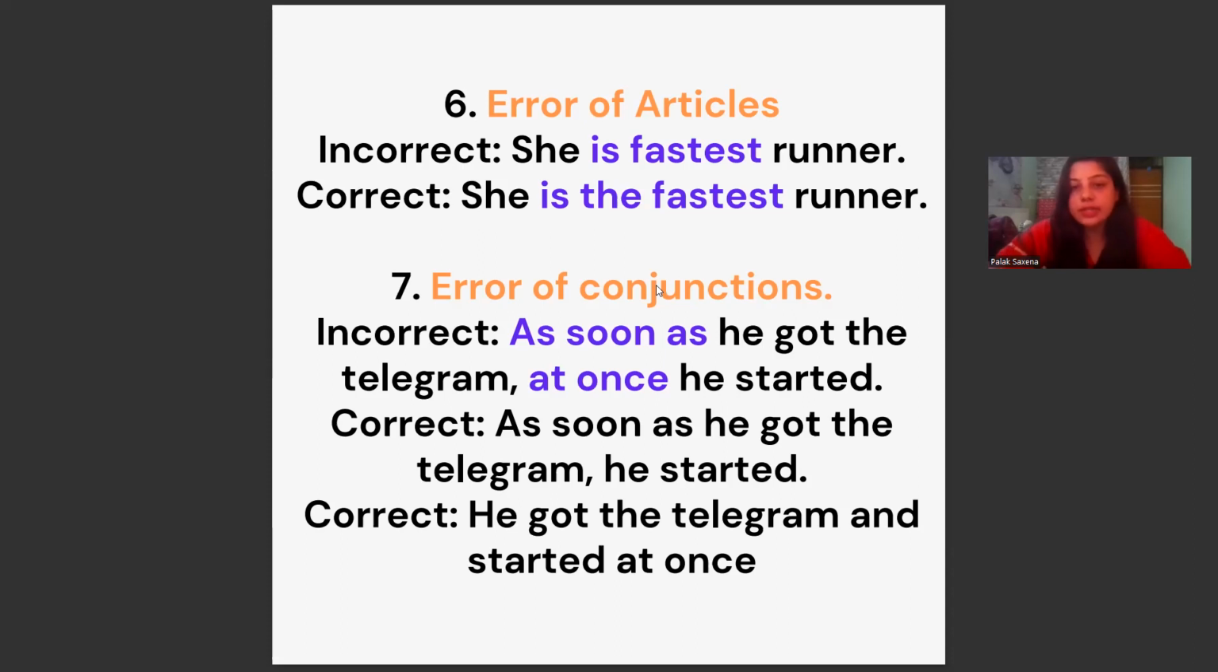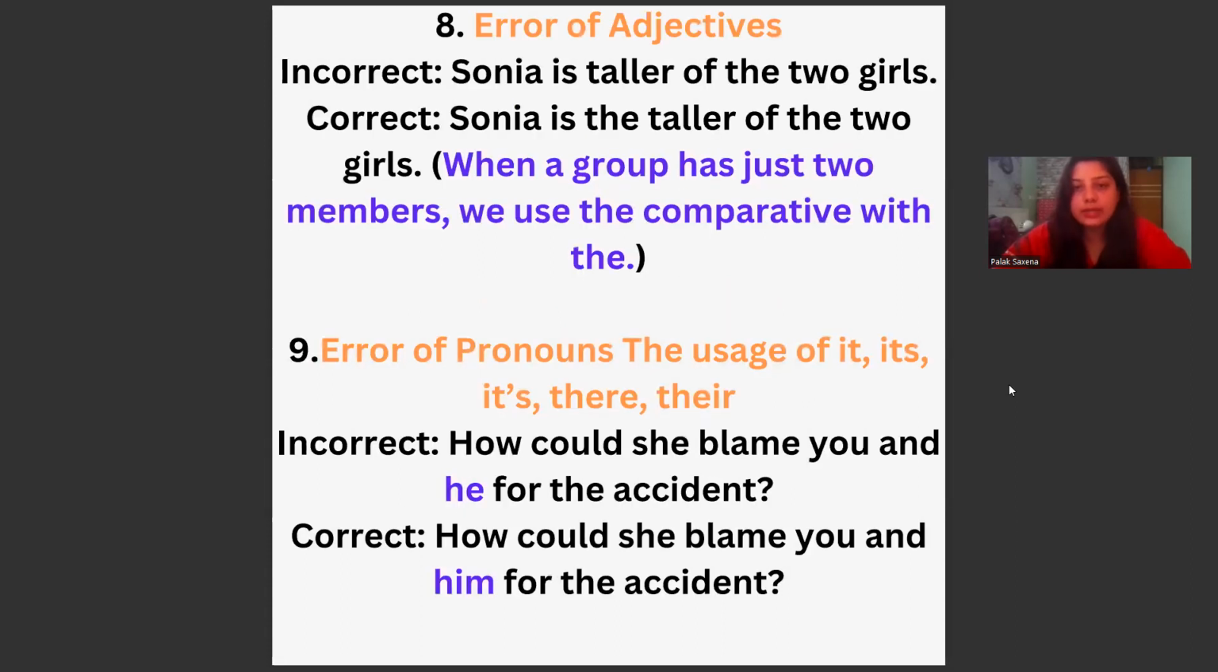Now, error of conjunctions, as I told you in the starting of the slide. There are two kinds of conjunctions used here. You need to understand how they are used. So I'll first read out the incorrect statement. As soon as he got the telegram, at once he started. Now, as soon as and at once are inappropriately used here. So how to use them correctly? You can only use as soon as in a sentence like this: as soon as he got the telegram, he started. That means you will not have to use both of them together. Or if you have to use at once, then you can rewrite the sentence as he got the telegram and started at once.